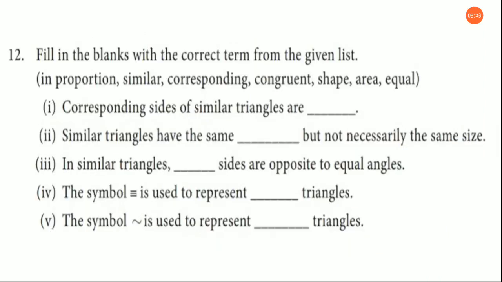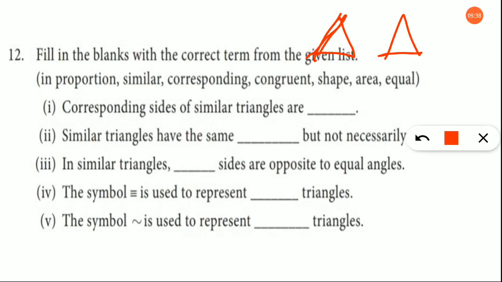Okay. Now look at the 12th question. Fill in the blanks with the correct term from the given list. First, corresponding sides of similar triangles are dash. I told you if there are two triangles, the corresponding sides can be divided. If it is divided, suppose this is x and this is y, you will write it as x by y, right, and equate to the other sides. So we can say corresponding sides of similar triangles are in proportion. So this is the first answer.